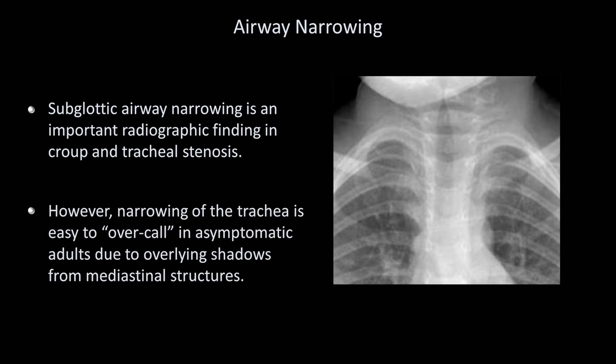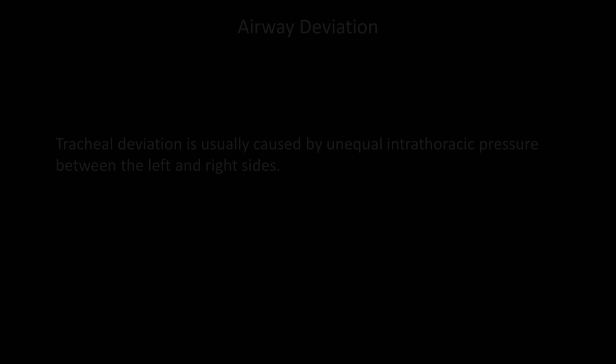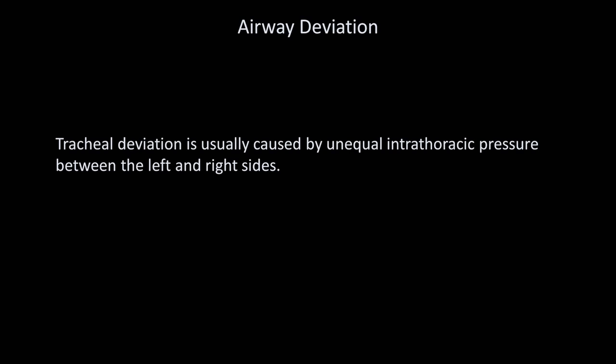However, in my experience with adults, narrowing of the trachea is easy to overcall when they're asymptomatic due to overlying shadows from mediastinal structures. When it comes to airway deviation, deviation of the trachea is usually caused by unequal intrathoracic pressure between the left and the right sides. Let's look at an example.